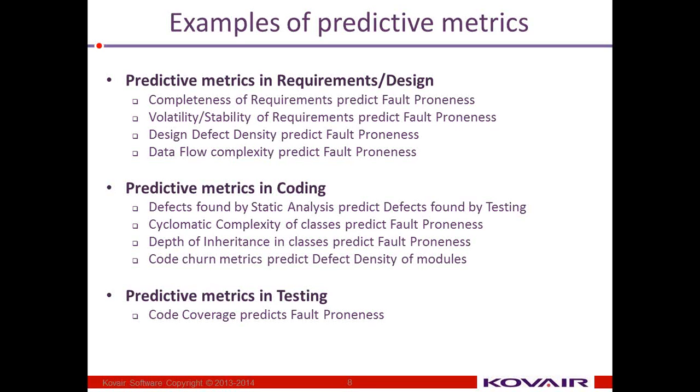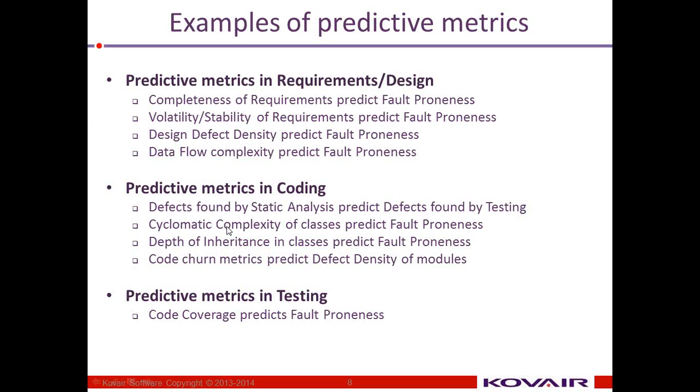Then design defect density also predicts how faulty your application will be. Because the design is very much higher up in the workflow, if you have a lot of defects in the design and they were corrected multiple number of times, most probably your final application is going to be quite faulty. Then also the complexity of design, the data flow complexity, is also one of the predictors of fault proneness of the final product. So the more complex the design and the data flow, you can expect that the number of defects discovered over the life cycle of the project will be much more.